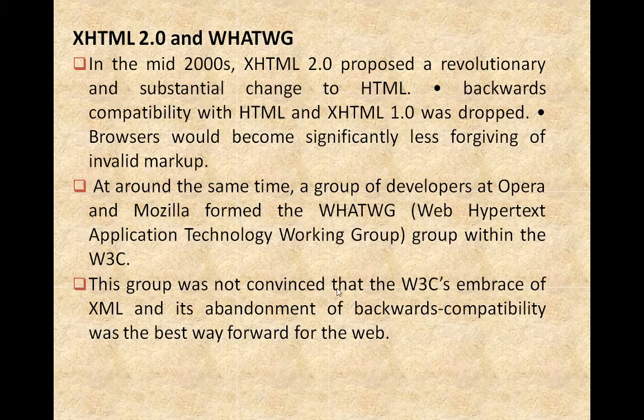This group was not convinced that the W3C's embrace of XML and its abandonment of backwards compatibility was the best way forward for the web. That means the people working in the WHAT-WG group were not happy that the W3C was giving more attention to XML rather than to HTML. And the second thing, as I told you, if you write code in HTML and convert it into XHTML 1.0, backward compatibility was not working. So this backward compatibility they were not okay with.